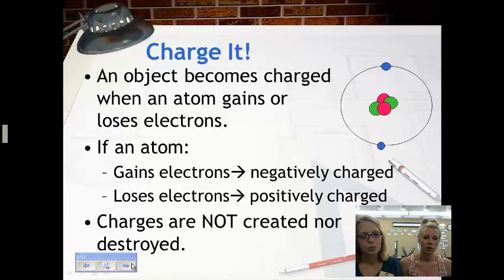You cannot have charges that are destroyed. They just move from place to place.